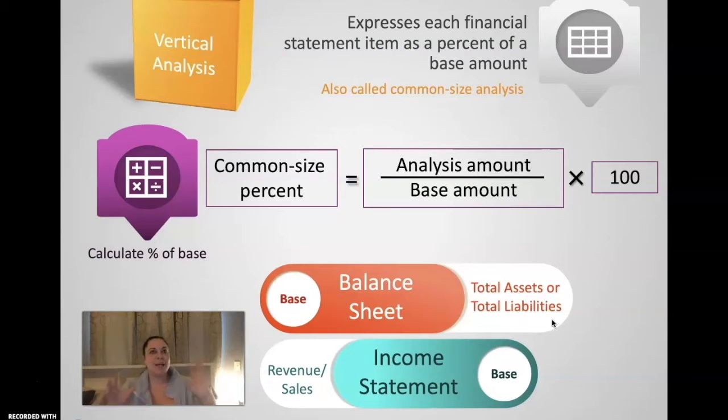So the purpose is really to see, on a balance sheet, out of all of my assets, how is it broken up? How much of my assets are cash? How much are investments? How much is my land and my buildings and my PP&E?